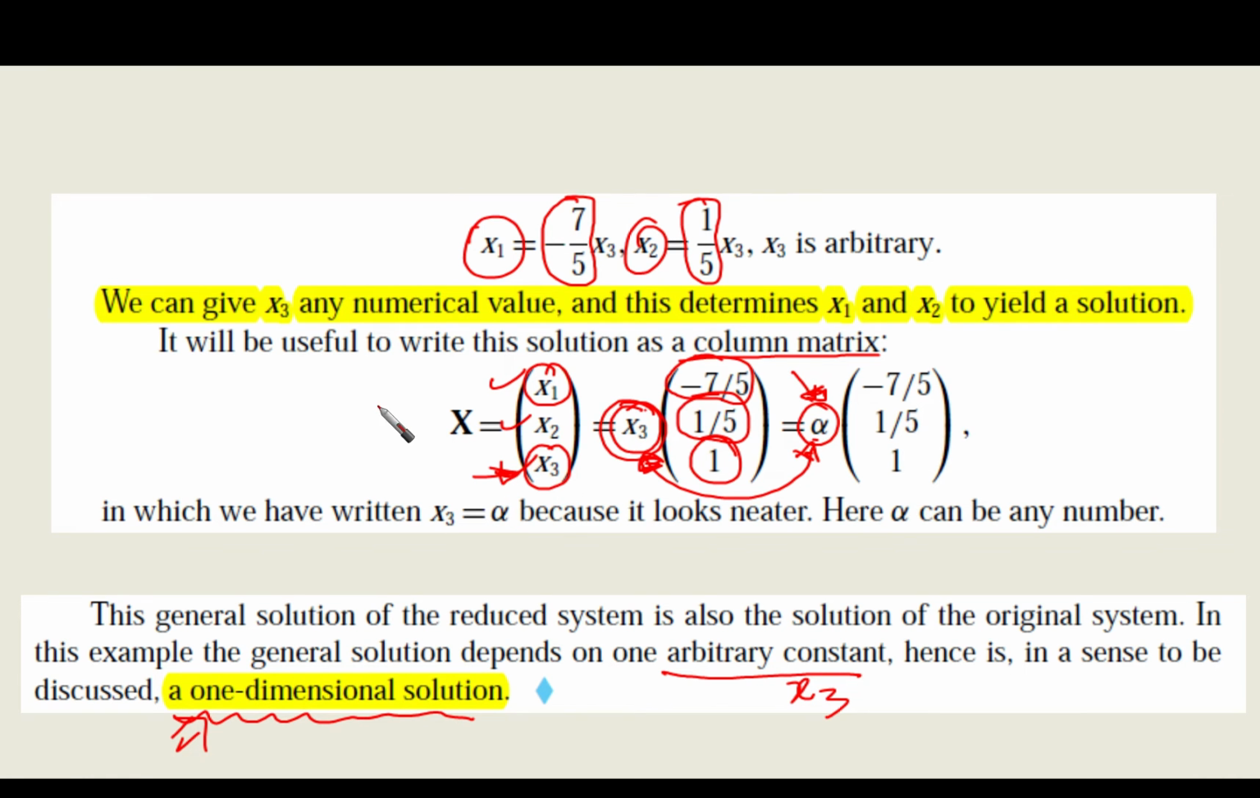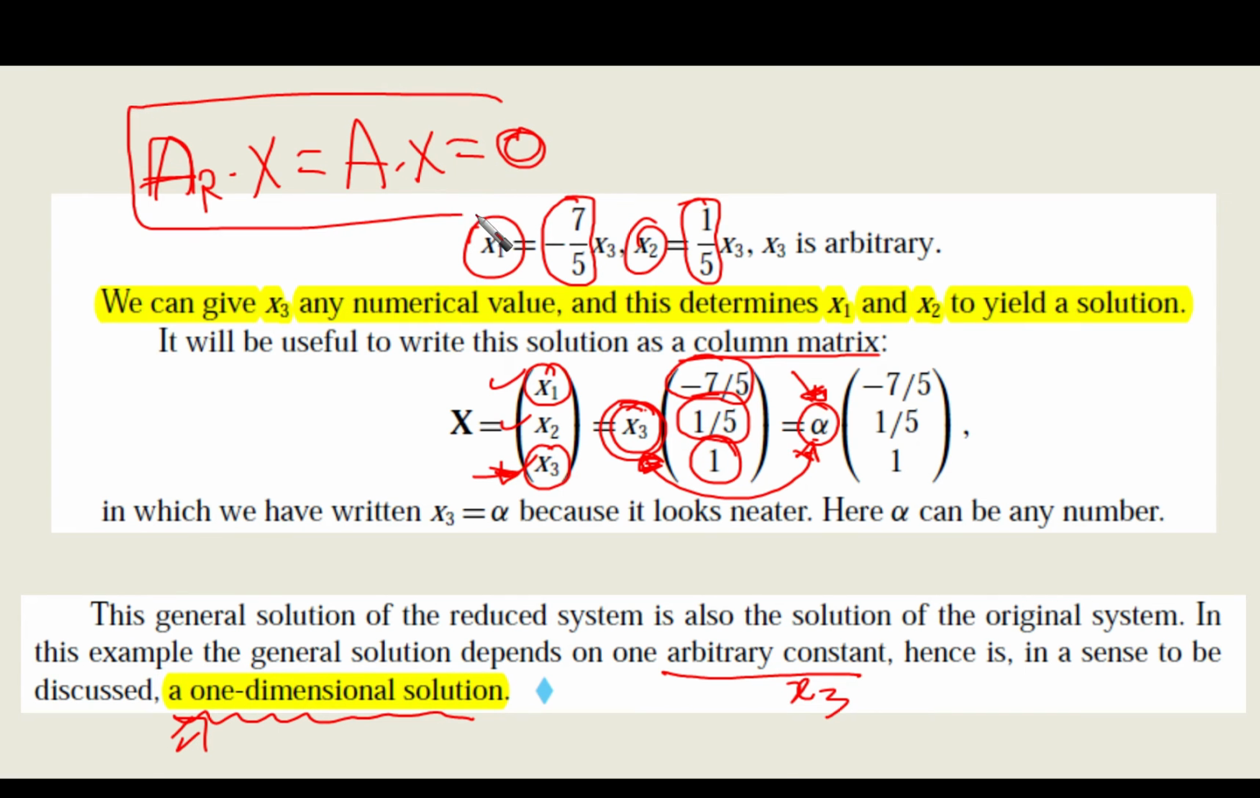If you want, you are free to look at the textbook to be sure that AR times x equal to 0 and A times x equal to 0 have the same solution. You are going to find that the solution of this system with the reduced coefficient matrix equals the solution of the original coefficient matrix times x. You can find this in the textbook, and if you want, you can verify it by yourself. I mean that you can solve the system by yourself and check it.